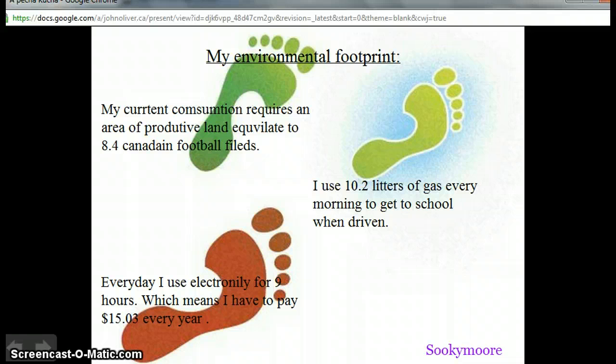My environmental footprint, part 2. My current consumption requires an area of productive land equivalent to 8.4 Canadian football fields. Every day I use electricity for 9 hours, which means I have to pay $15.03 every year. And I use 10.2 liters of gas every morning to get to school when driven.